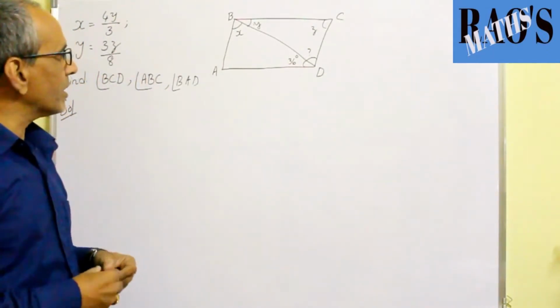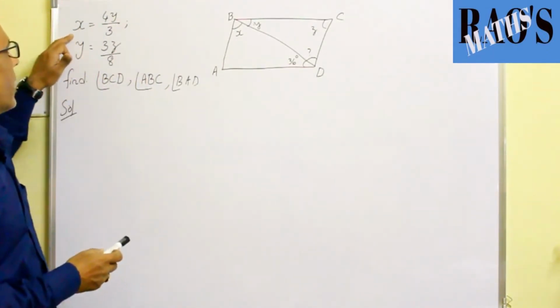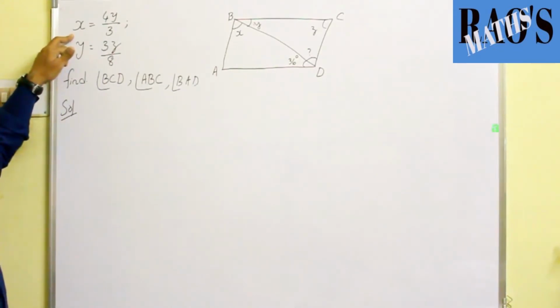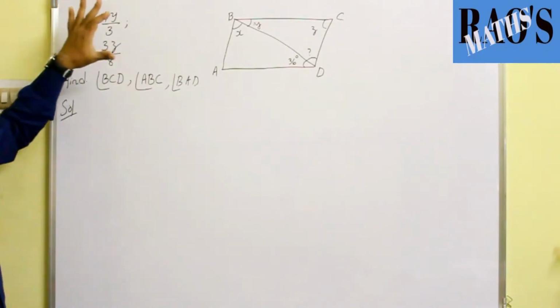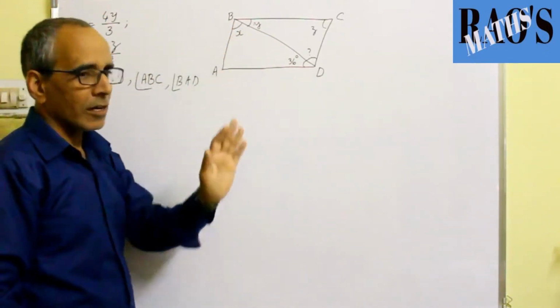And the relation between x and y is given here as x is 4 times y by 3, and y is 3/8 of z. Using these clues you have to find z also.